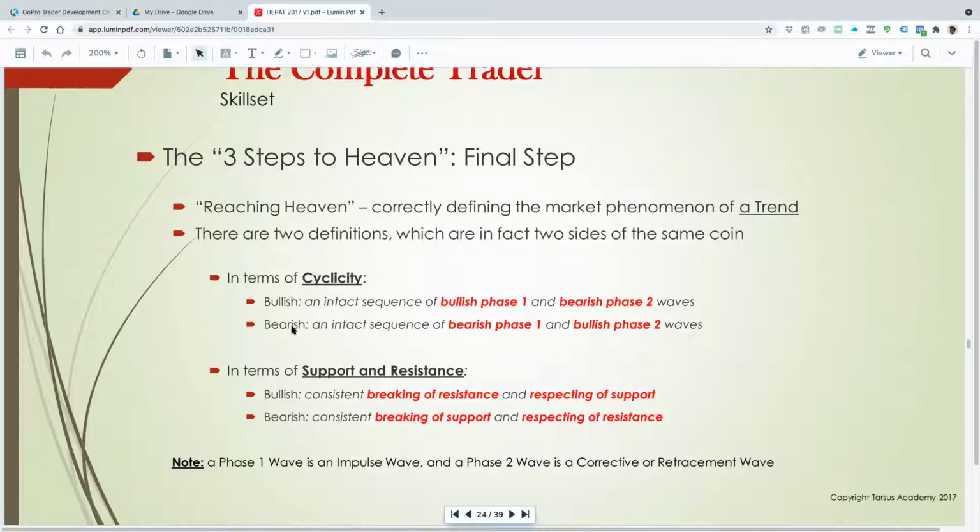Now, if you were just to picture in your mind's eye, if we just go back to cyclicity, if you picture a sequence of phase 1 waves, remember a phase 1 wave, in a bullish phase 1 wave, is a bullish wave that breaks and closes above the previous wave's high, followed by a phase 2 wave, which would fail to break and close below the previous wave's low, followed by another bullish phase 1 wave, which breaks and closes above the previous wave high. You can see in your mind's eye that what you would have, therefore, is a consistent breaking of resistance and respecting of support. So they are effectively one and the same.